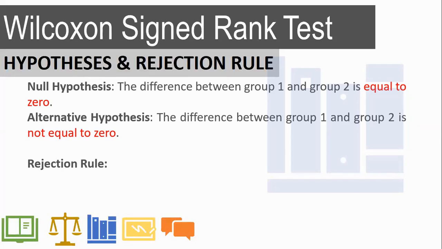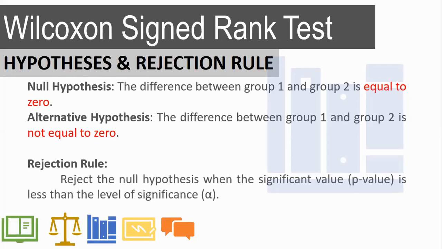And for the rejection rule, we can reject the null hypothesis when the p-value or the significance value is less than the level of significance. So one can say that a certain intervention or treatment is effective if the p-value of the Wilcoxon signed-rank test is less than alpha.